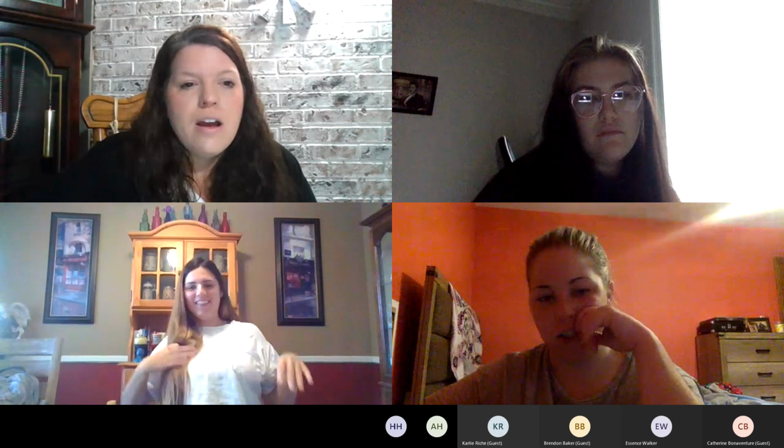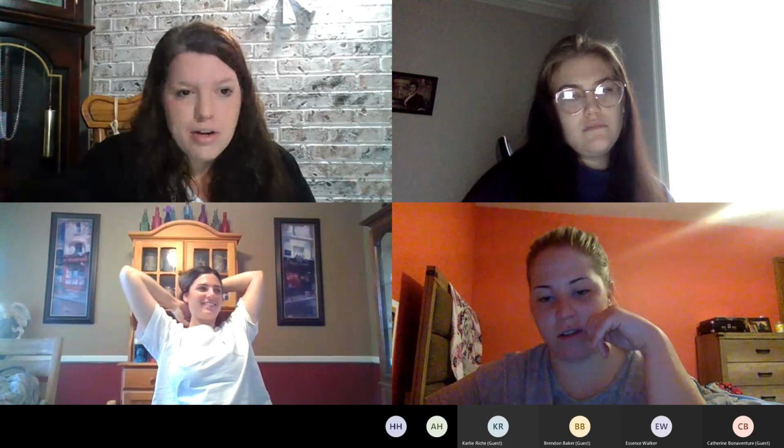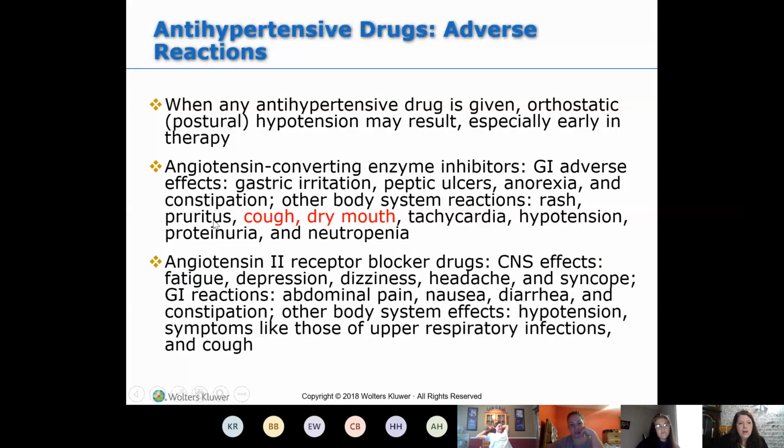All right, so ACE inhibitors, and if you want to take, when you print out your PowerPoints, this angiotensin converting enzyme inhibitors, we just call them ACE inhibitors. The main side effects of these medications are going to be GI stuff like dry mouth, gastric irritation, constipation, and the two biggest are cough and dry mouth.